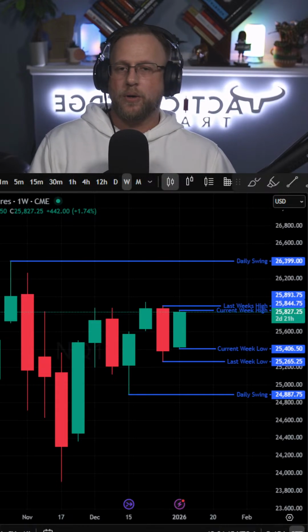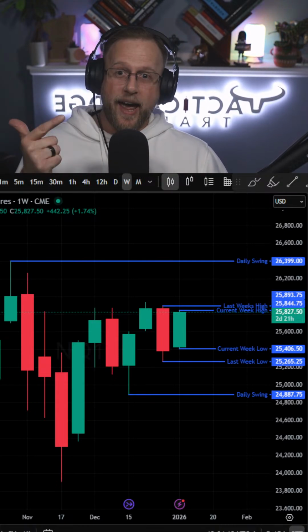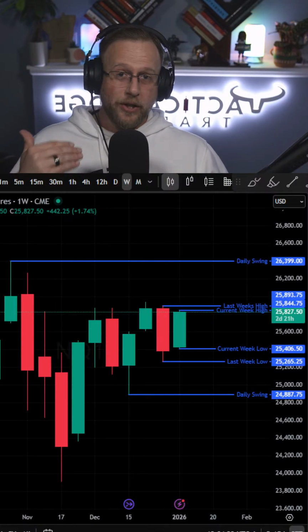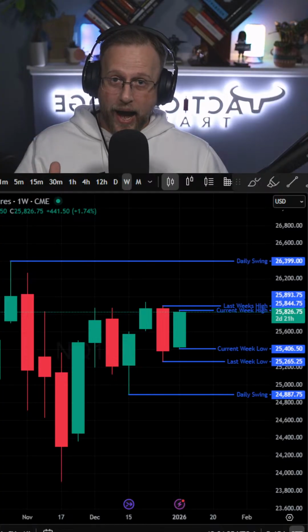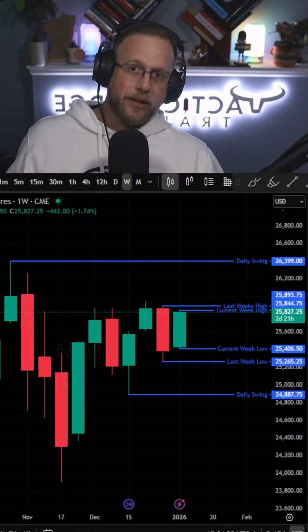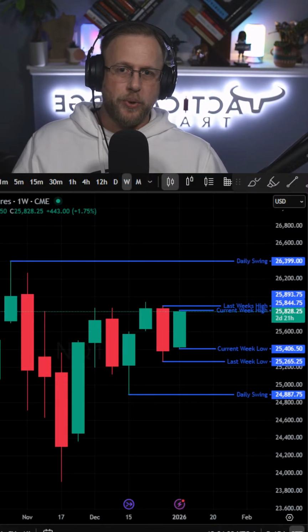So why do I do weeklies? These are institutional reference points. Weekly levels, funds rebalance, they hedge, and they defend risk around weekly extremes. Most real liquidity runs start or end at weekly highs, weekly lows. If price is near a weekly level, everything else becomes secondary. Your daily levels, your swings, everything.